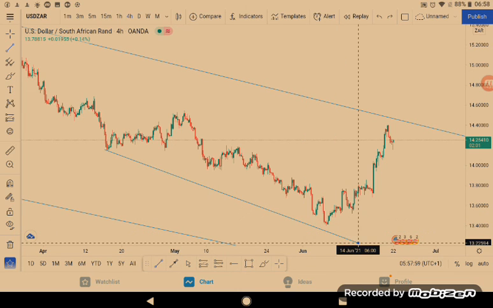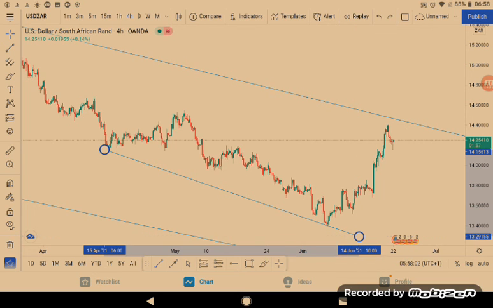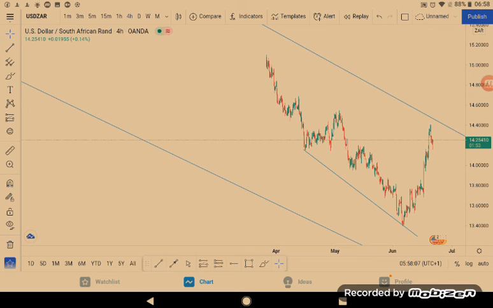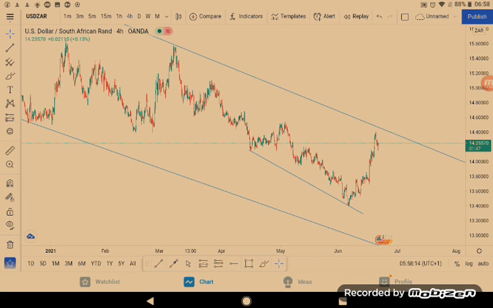We have this one here as a reversal pattern. Okay, and then this one as well.